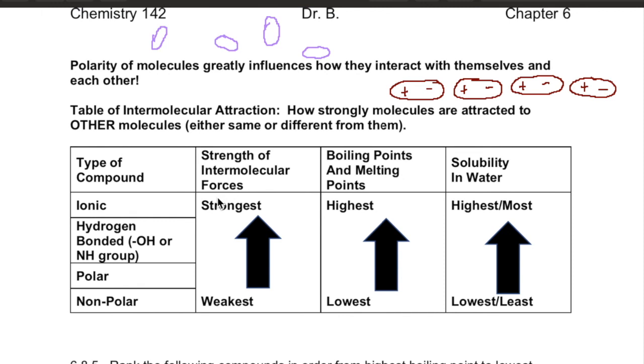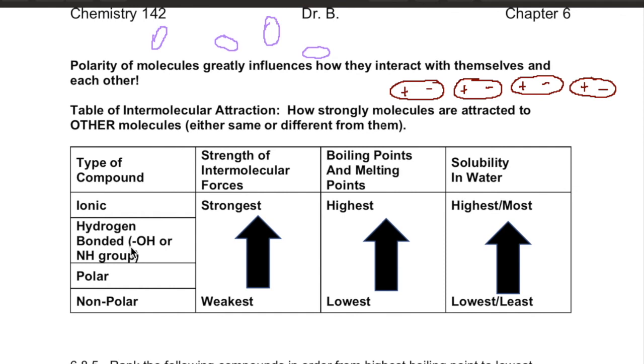The strength of this interaction causes an increase in boiling and melting point, because the more strongly these molecules are attracted to each other, the harder it is to melt their crystal structure, the harder it is to boil them and get them flying around as gas molecules away from each other. Stronger interactions will cause the compounds to have higher boiling points and melting points.